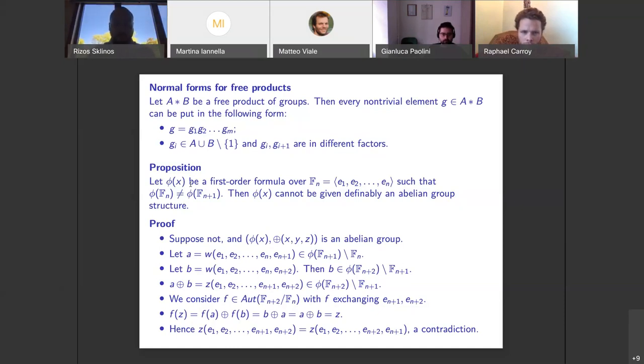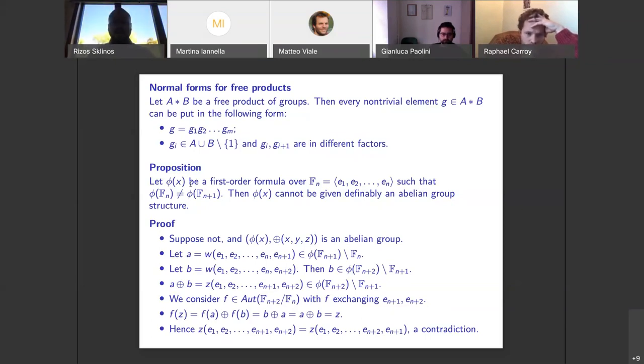Now, in the second bullet, what we do is that I use the hypothesis that my formula gains an element in Fn plus one. So I have this element A, which is in my solution set and is an honest element of Fn plus one. So it lives in Fn plus one and not in Fn, right? And I see it as a word in my basis. So I can express any element as a word in my basis elements. So that's my first element.